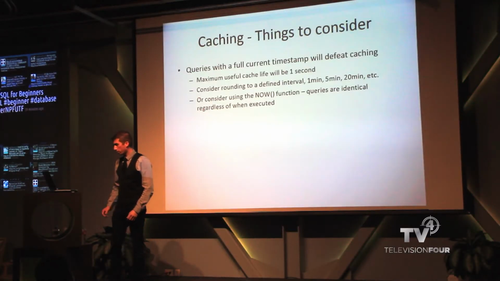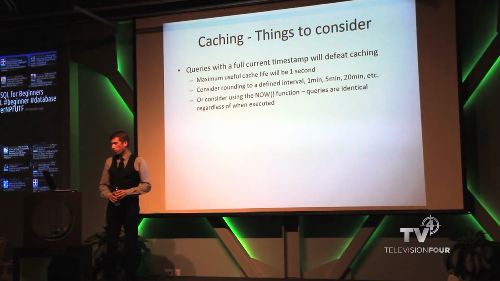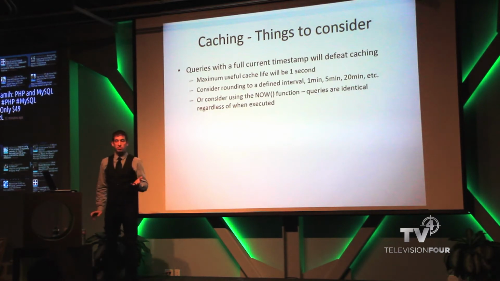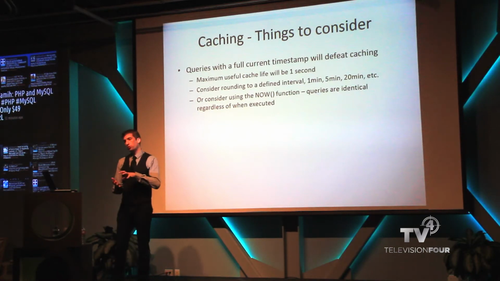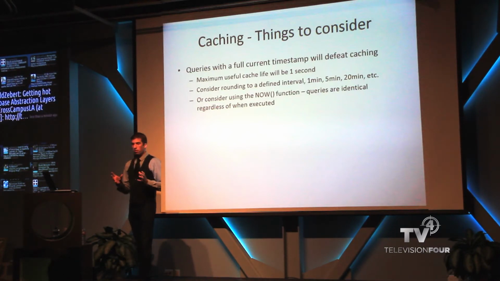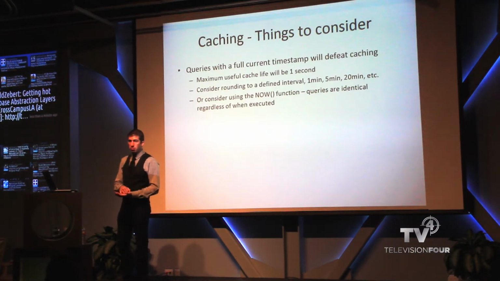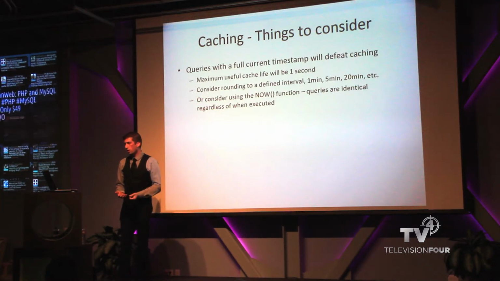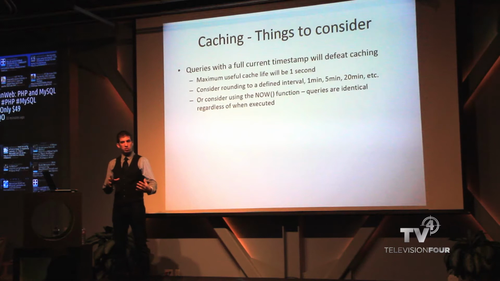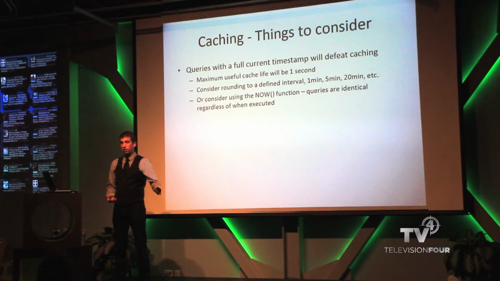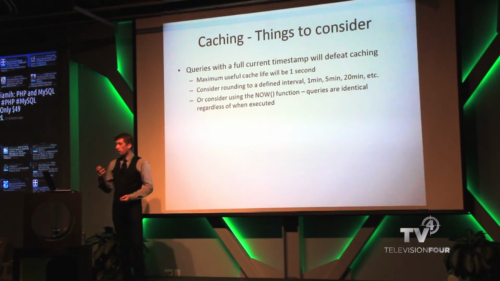So a couple things to consider with caching like this. If you use a full timestamp in your queries, and you're going to try to offload some of your queries over to something like memcache, if your queries contain a full timestamp that was generated by the application, hours, minutes, seconds, what you're actually doing is defeating the cache. Because every time that timestamp is generated, it's going to be incremented by a second. So you're actually creating more overhead by even trying to shove that in the cache in the first place. The maximum useful lifetime of that cache will be 1 second.